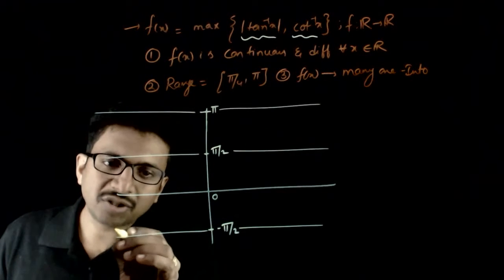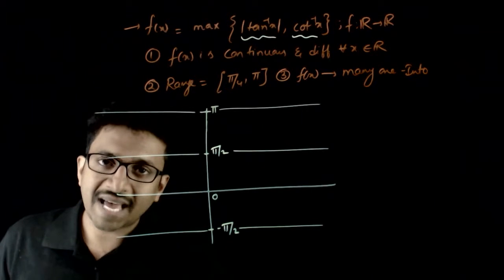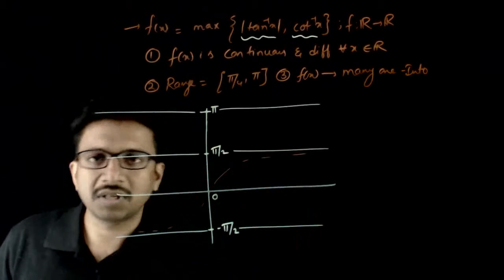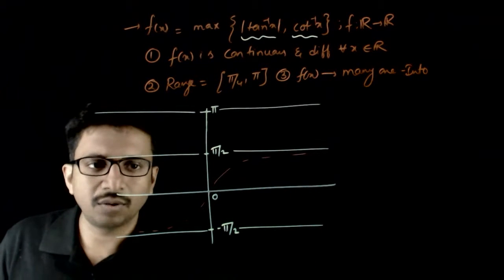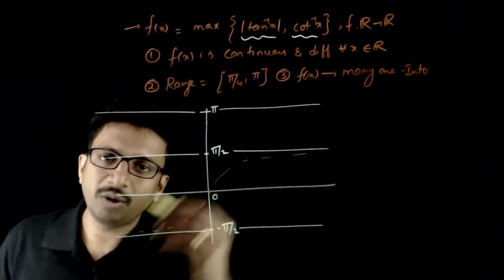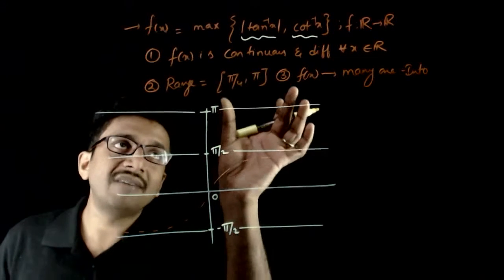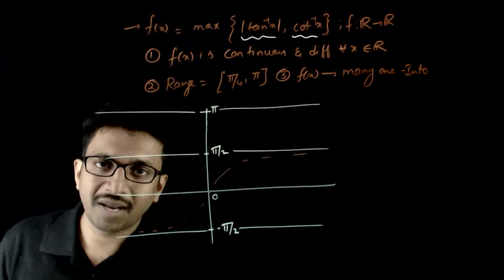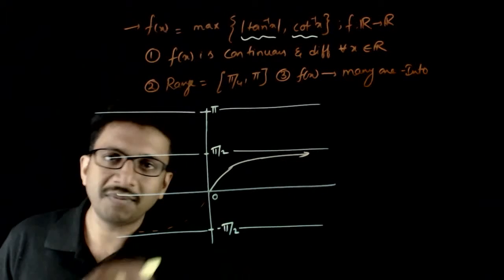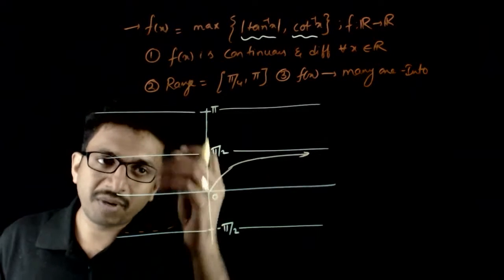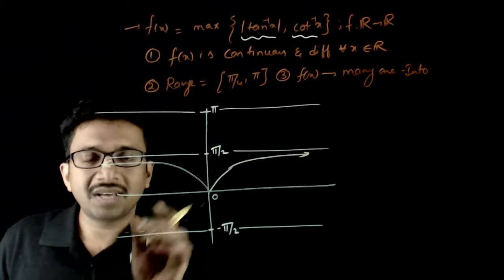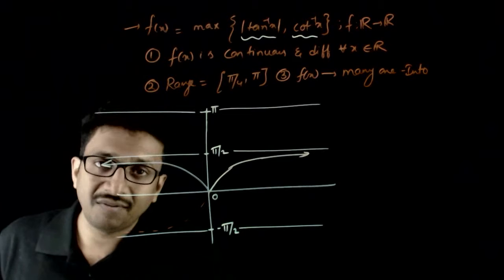If you draw the graph of just tan inverse x, it looks something like this. So this is how the graph of tan inverse x looks like. It goes from minus infinity to plus infinity, and it goes from minus pi by 2 to plus pi by 2. Now how does the graph of mod tan inverse x look like? The graph above x-axis will not change. It will be same. The graph below x-axis will become mirror image. So the graph looks something like this. So this is the graph of mod of tan inverse x.